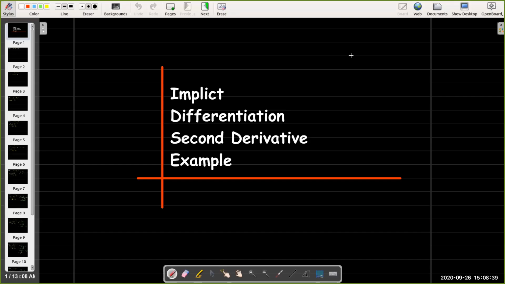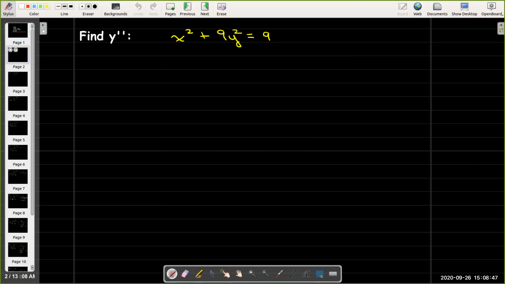In this video, I'm going to work out an example using implicit differentiation where we have to compute the second derivative. We have x squared plus 9y squared equals 9, and we're asked to find the second derivative, y double prime. So let's differentiate implicitly first.